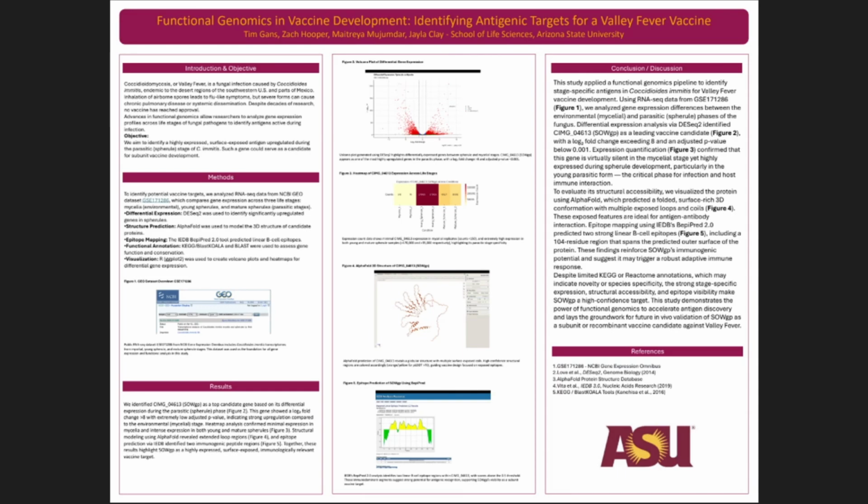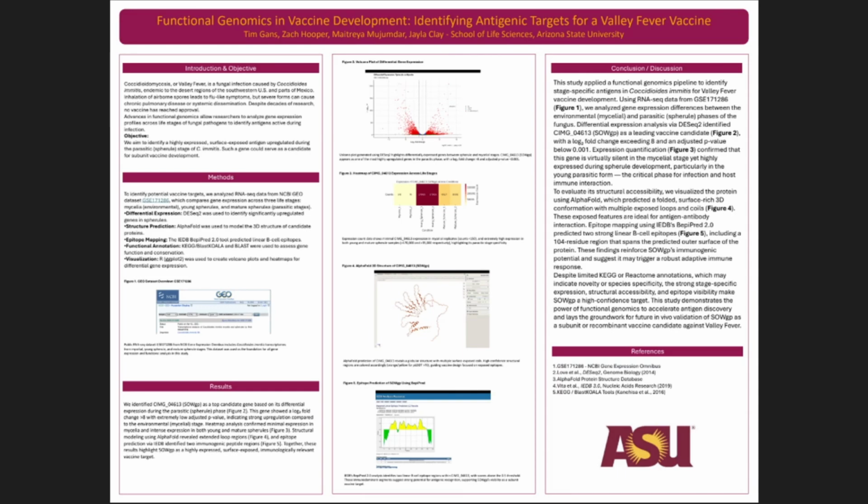To better understand these candidates, we annotated them using KEGG and BLAST to assess their biological roles and conservation across other species. Surprisingly, some of the most promising genes had limited functional annotations, suggesting novelty or species specific expression. To bring it all together, we used ggplot2 in R to generate volcano plots, heat maps, and expression profiles that visually highlight key findings. One gene clearly stood out, CIMG_04613, also known as SOWgp, spherule outer wall glycoprotein.